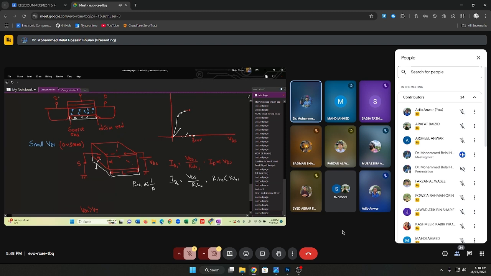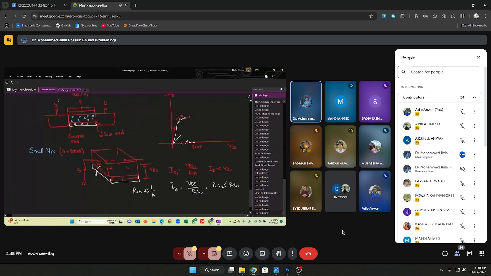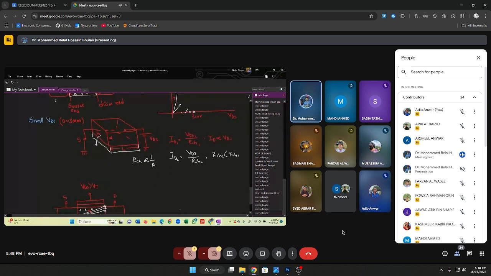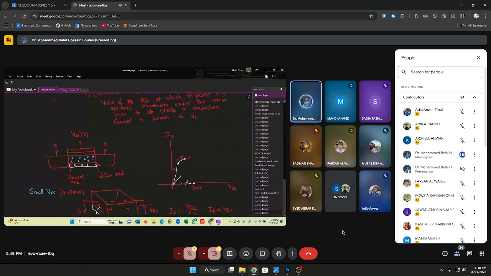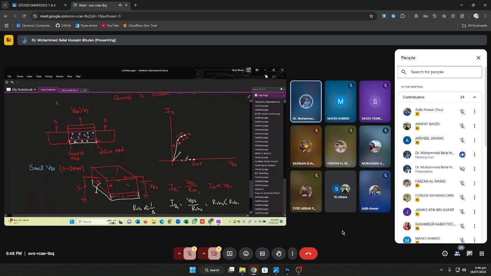So you see the current initially changes linearly, and then it changes very slowly. At some point, it is going to reach this point, and this is the maximum current that we can have. Maximum current. Okay, let's say this is our A, then B, and then C. Three positions.